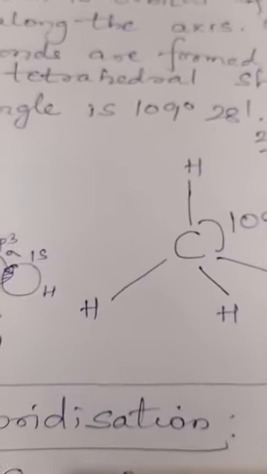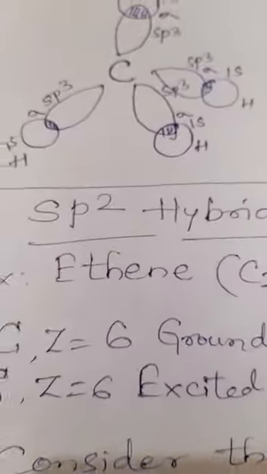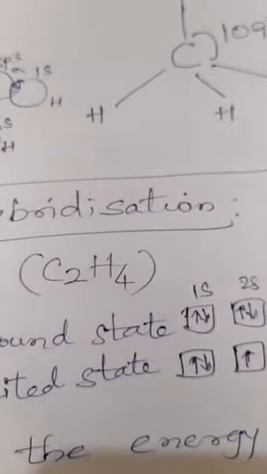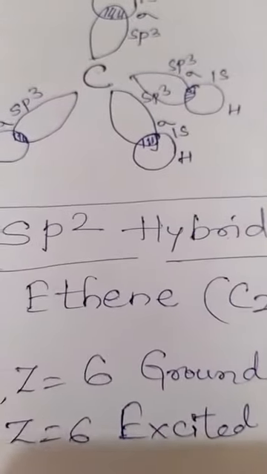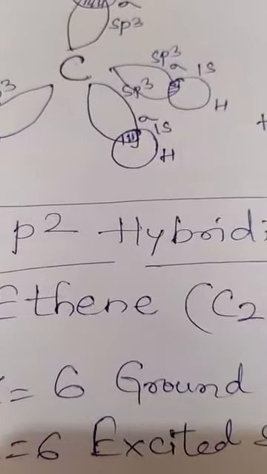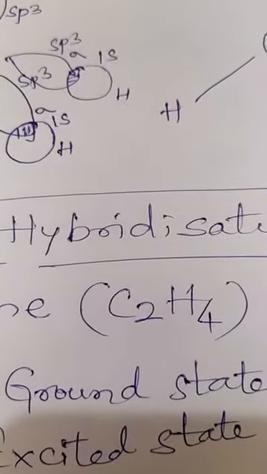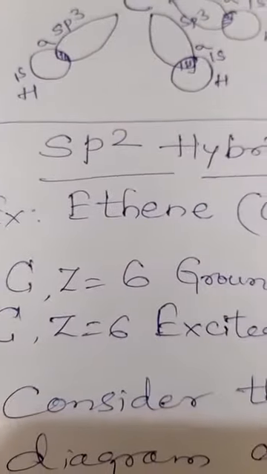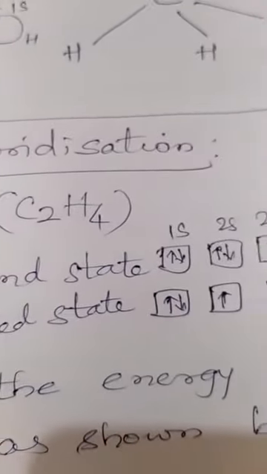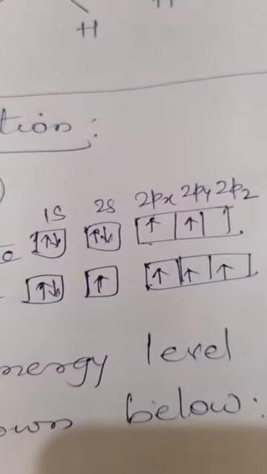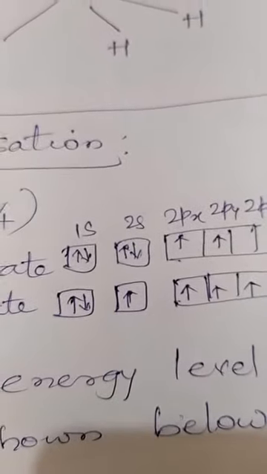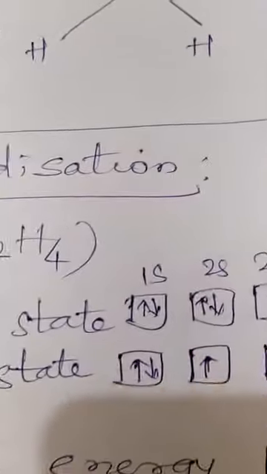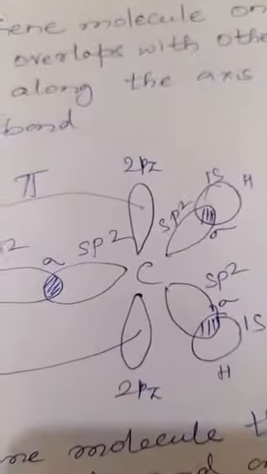The second type of hybridization is sp2 hybridization. To explain sp2 hybridization, the example considered is the first member of the alkenes, ethene. The molecular formula is C2H4. Once again, we need to look into the ground state and excited state electronic configuration of carbon, which remains the same as in methane. So again, we'll be considering the energy level diagram of the carbon atom in the ethene molecule.